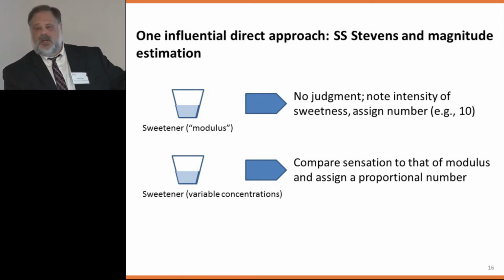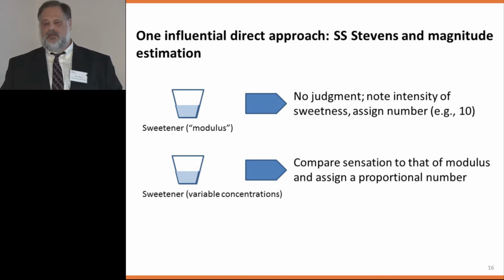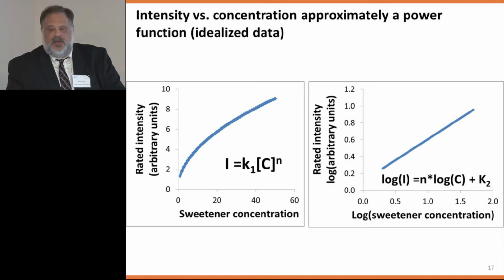You don't make a judgment, you just note the intensity of it and you assign a number to it. Then I give you variable concentrations of other sweeteners, and your job is to say how strong is that relative to the modulus. If it's twice as strong, you give it a number twice as high. If it's half as strong, you give it a number half as large. They're specifically instructed to make ratio level judgments. Okay.